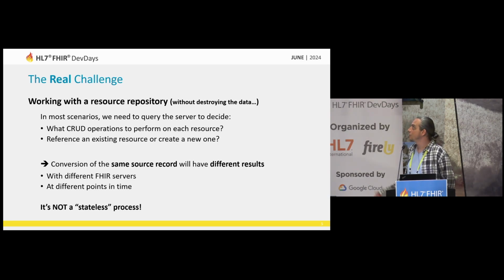If you have a resource repository to work with and you don't want to destroy your data, then probably you're going to need to query that server before you decide what to do. That affects the conversion. The same source record will have different results if it's a different FHIR server, and even if it's the same server, if it's at different points in time. So it's not a stateless process, so a converter cannot be stateless. It needs to take into account the state of the data on the server.